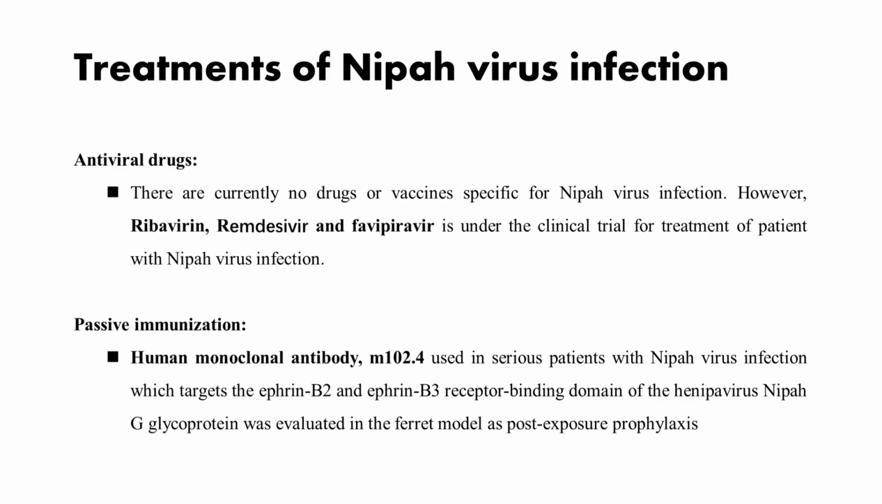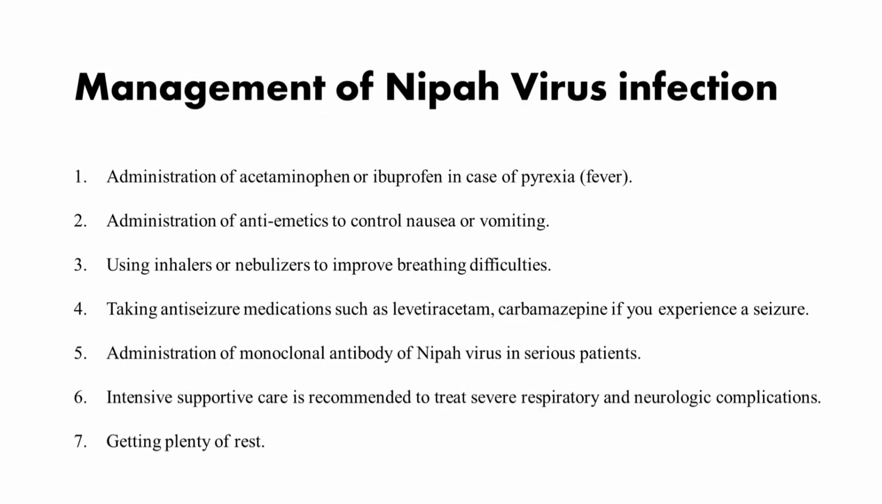Similarly, let's talk about the antibody that can be used as post-exposure prophylaxis against Nipah virus infection. Human monoclonal antibody M102.4, used in serious patients with Nipah virus infection, which targets the ephrin B2 and ephrin B3 receptor binding domain of the henipavirus Nipah G glycoprotein, was evaluated in the ferret model as post-exposure prophylaxis. As we have mentioned, there are no specific drugs and vaccine for the treatment of Nipah virus infection. But still we can manage patients based on treatment of their symptoms.